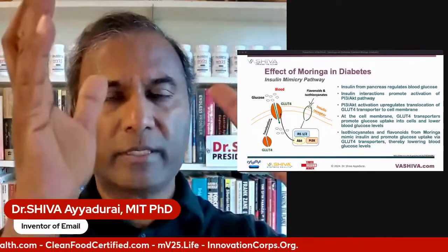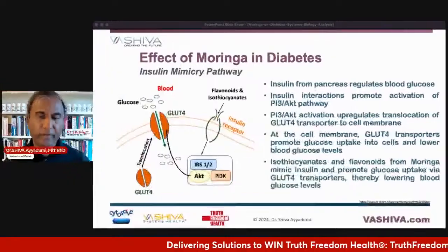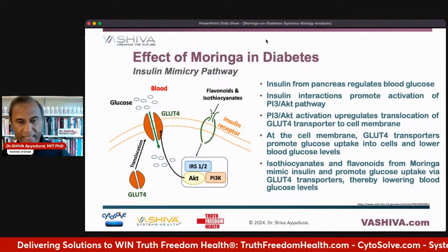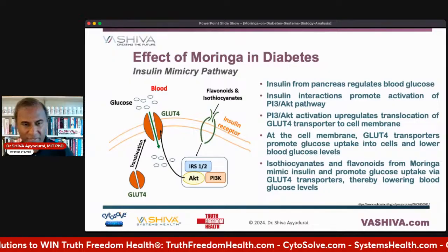Quite extraordinary. So you have this very powerful molecule, GLUT4, which translocates, goes to the cell membrane, and sucks glucose out of the blood. Okay? Very complex system. All right. But I wanted to share that with you, that Moringa has these isothiocyanates. So you can share that with the people.